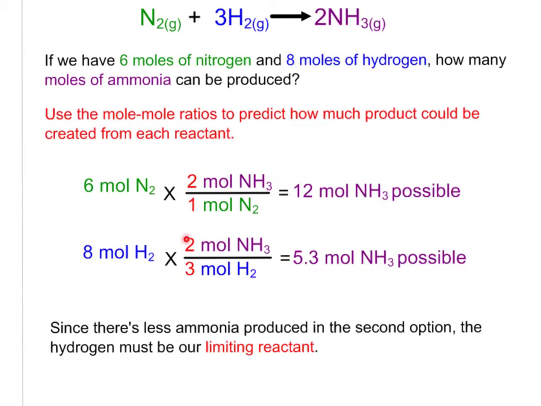We have a 2-to-3 ratio of ammonia to hydrogen, and when we calculate that, we can make 5.3 moles of ammonia with this much hydrogen. So, since there is less ammonia produced in this second option, the hydrogen is our limiting reactant. We only get this much. It will run out first.